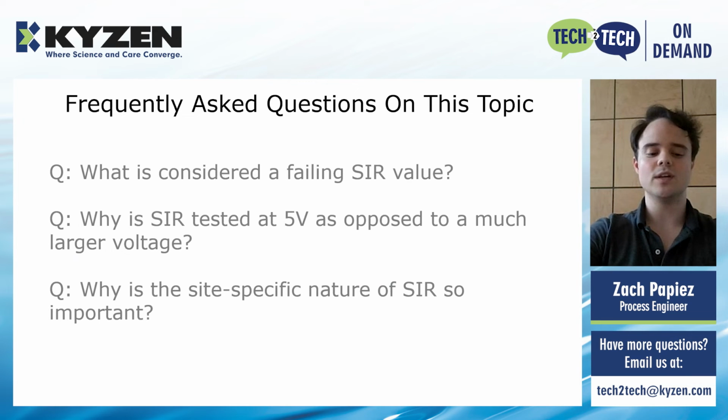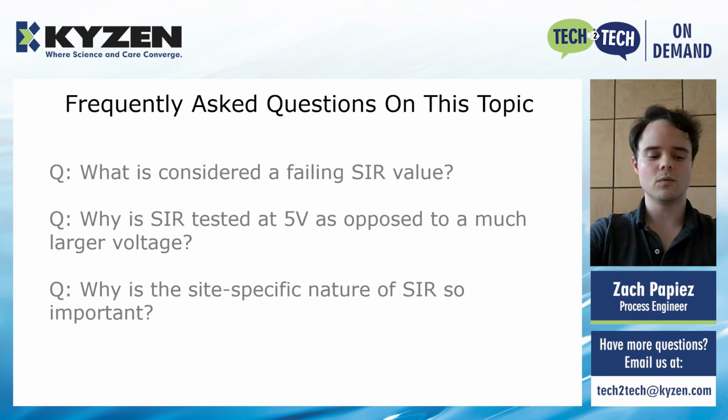Now let's take a look at a few frequently asked questions on the topic. Firstly, what is considered a failing SIR value? Technically, below 8 log ohms is considered failing, but the meaning behind the resistance value is largely process and board specific and should not be taken as gospel.